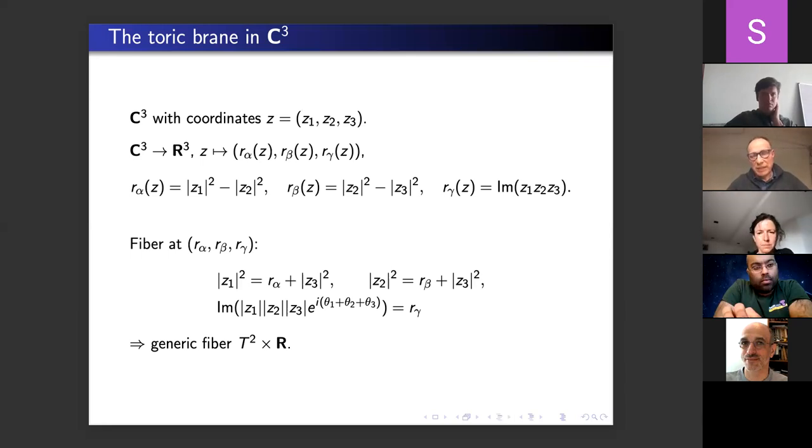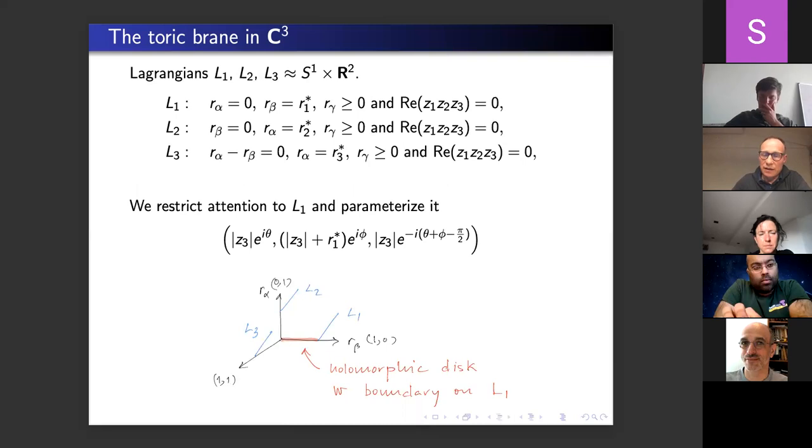But we now take the fiber over a generic point in R3. Then that fiber is, as this equation shows, a torus times R. But if we take certain fibers and cut them down by one more equation, we get some very nice Lagrangians. They're calibrated, so special Lagrangians, in fact. And the equations are up here.